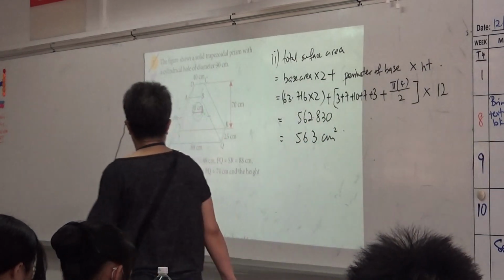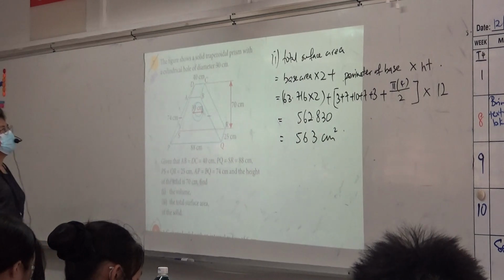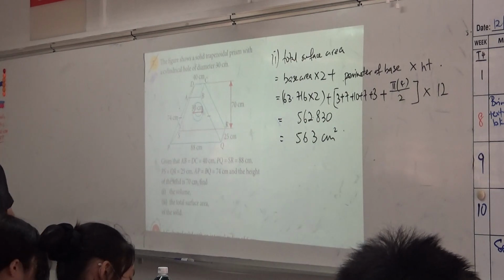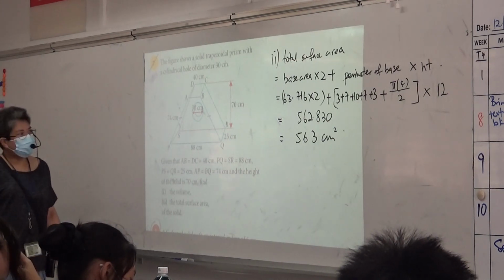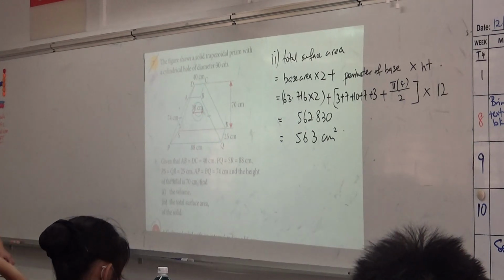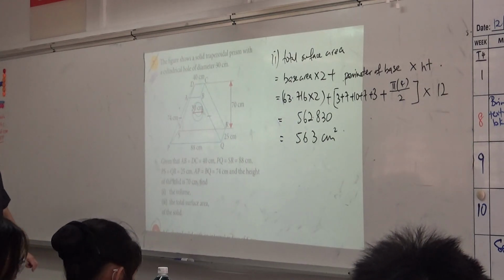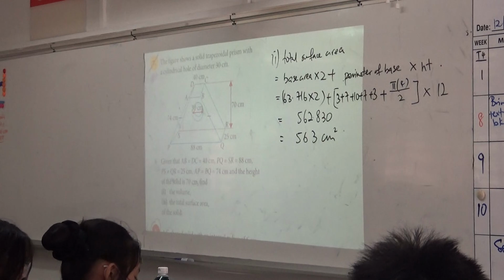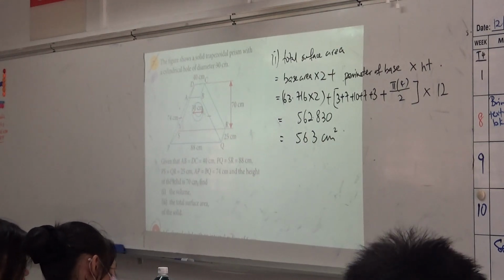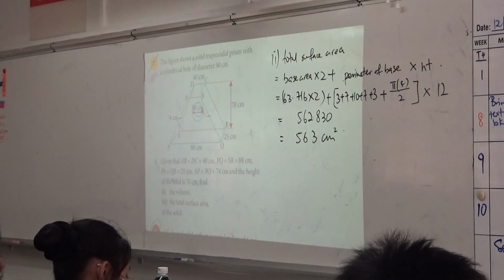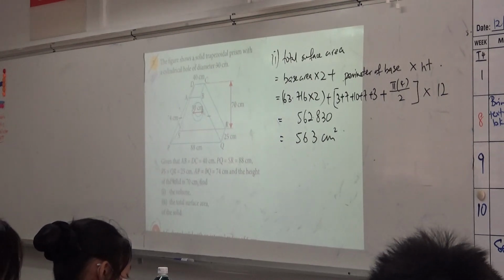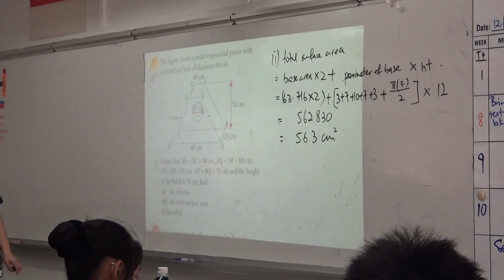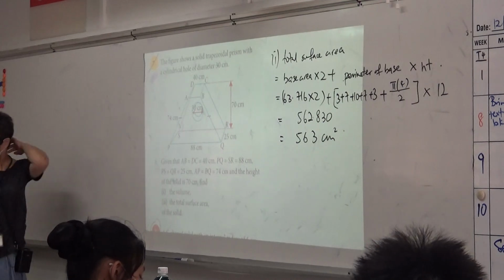Alright. The figure shows a solid trapezoidal prism with a cylindrical hole of diameter 30 cm. Given that AB is 40, equal to DC. PS is QR is 35. AP is BQ is 74. And the height of the solid is 70 cm. Find the volume. Okay, I want everyone to look at the board.